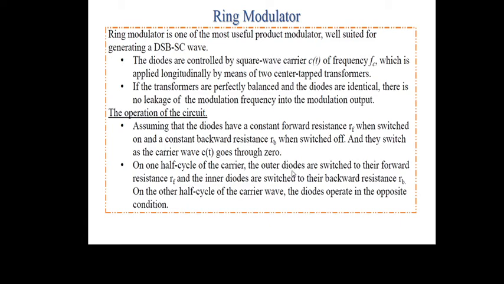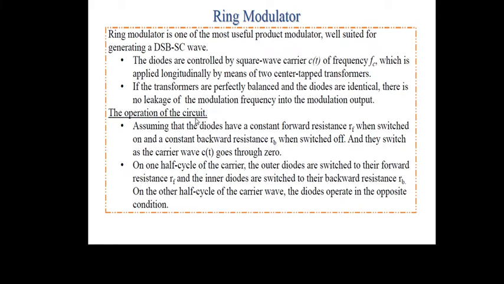Then we go to the second type of product modulator, that is the ring modulator. The ring modulator is one of the most useful product modulators, well suited for the generation of double sideband suppressed carrier waveform. It consists of diodes controlled by a square wave carrier of frequency fc, which is applied longitudinally by means of a center tap transformer, as shown in the figure on the next slide. If the transformer is balanced and the diodes are identical, there is no leakage of modulation frequency into the modulator output.